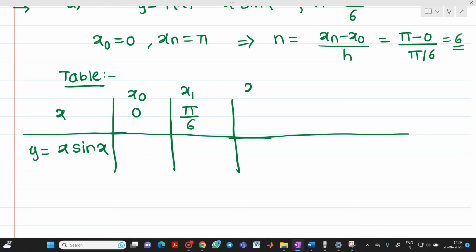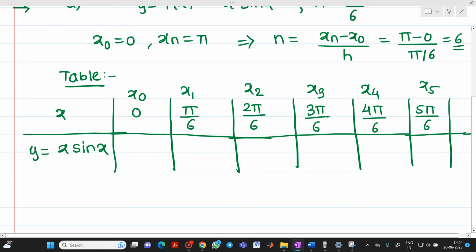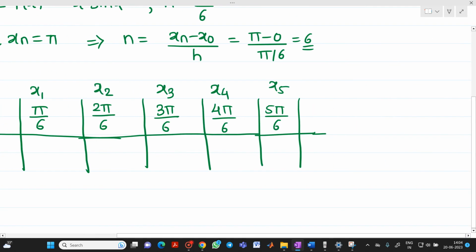Similarly, x2 will be pi by 6 plus pi by 6, which is 2 pi by 6. x3 will be equal to 2 pi by 6 plus pi by 6, equal to 3 pi by 6, or anyway you can write it as pi by 2 also. Then x4 will be equal to 4 pi by 6. x5 will be equal to 5 pi by 6, and the last value is nothing but 6 pi by 6, which is nothing but pi. So as the limit is only from 0 to pi, we will stop here.